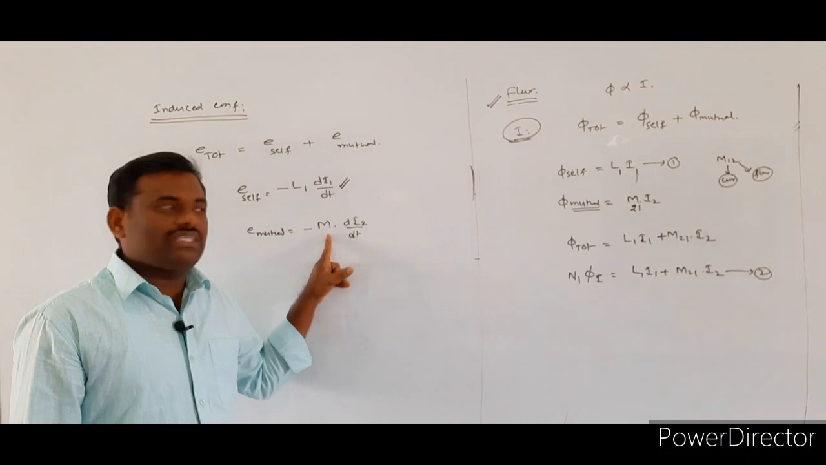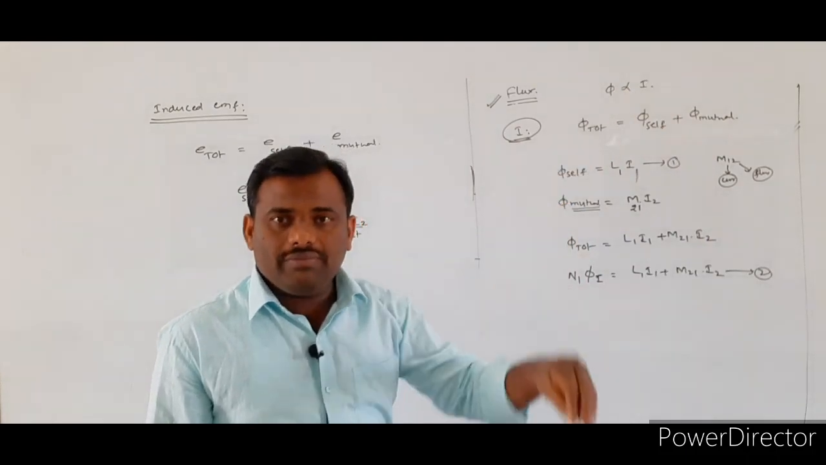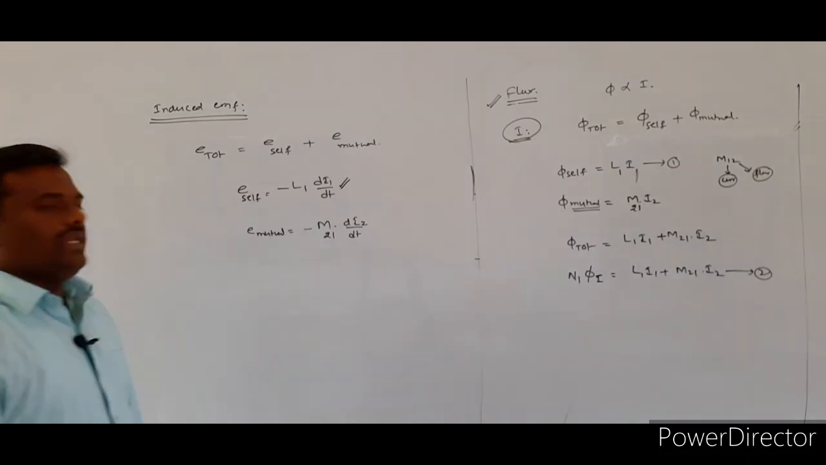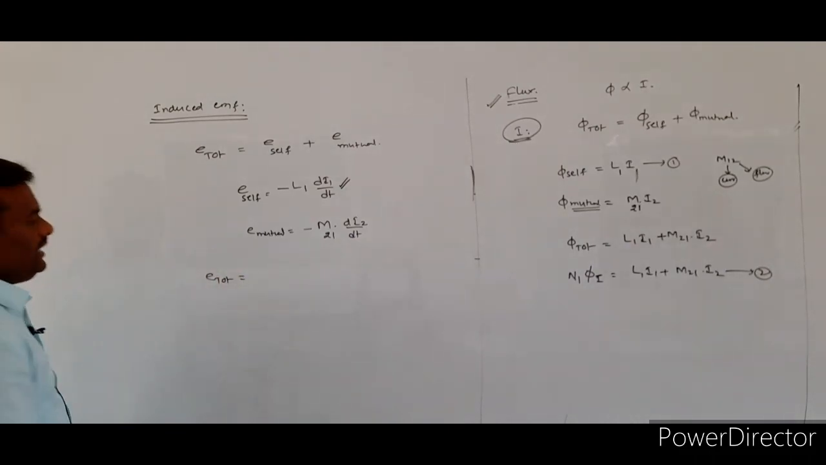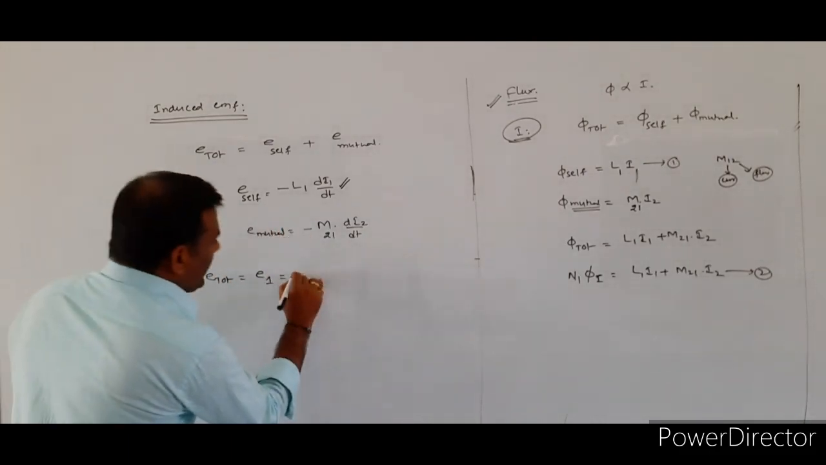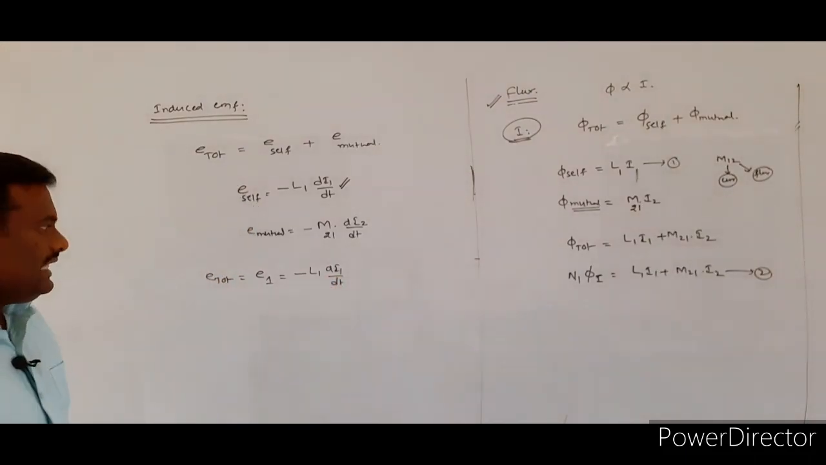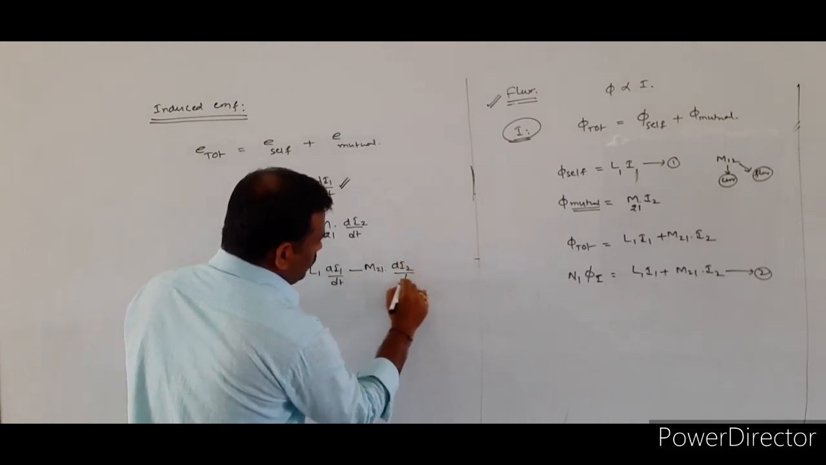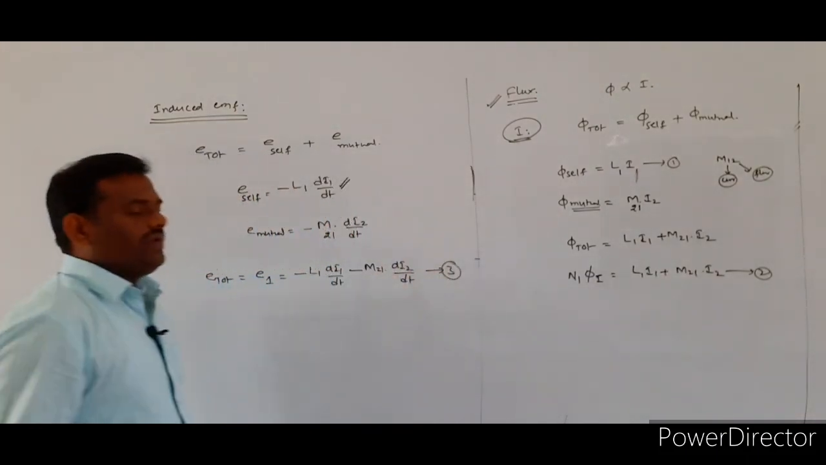Here we have to take the suffix values. As I already told you, current passing in the second coil has its effect observed in the first coil, so that M will be written as M21. Therefore, the total induced EMF in the first coil can be written as minus L1 into di1 by dt, minus M21 into di2 by dt. This is equation number 3.